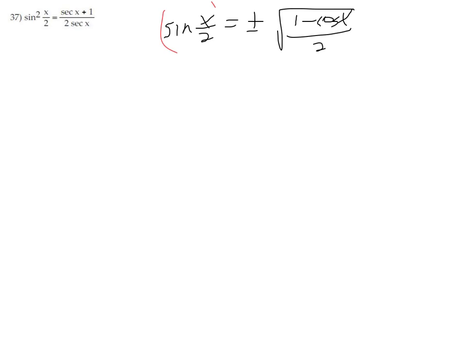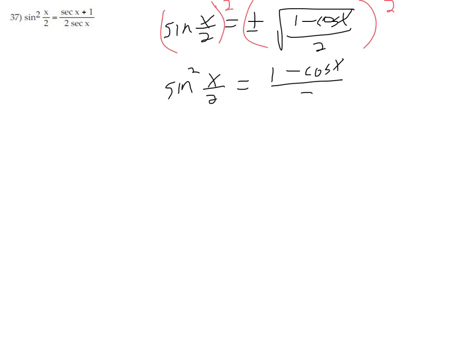Alright, this one's sine squared x halves. If we go back to our regular sine x halves identity, there's a plus or minus and square root and 1 minus cosine x over 2. If I were to take this and square it, this is what we get. Sine squared x halves equals, now plus minus when you square it all goes plus. The square root when you square it goes plus. And we have this identity.